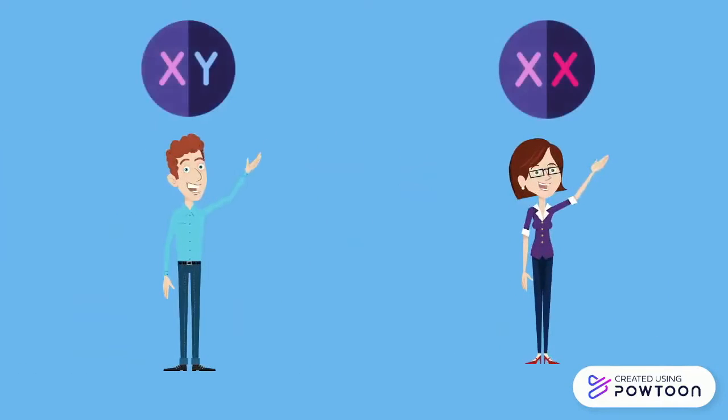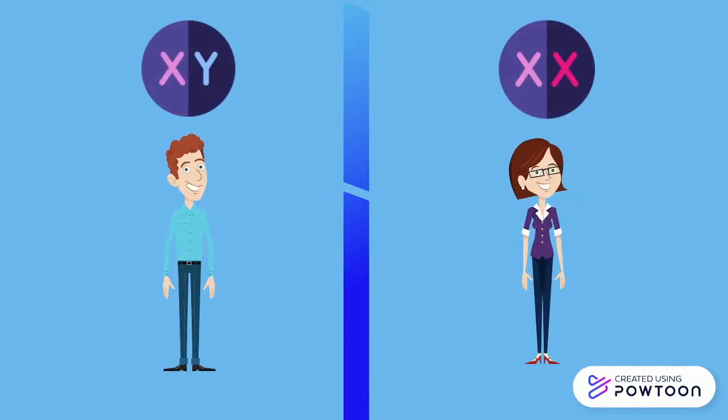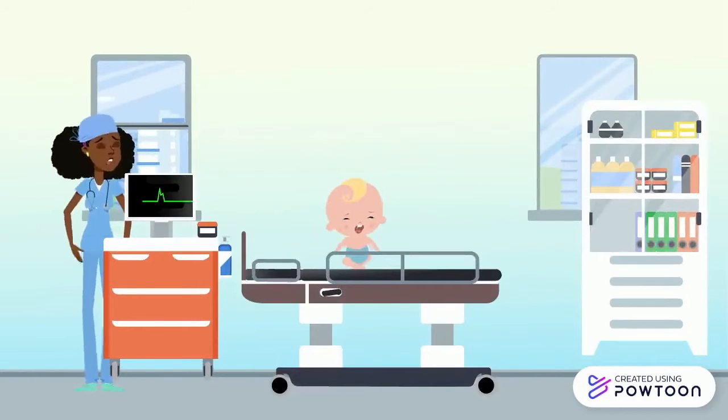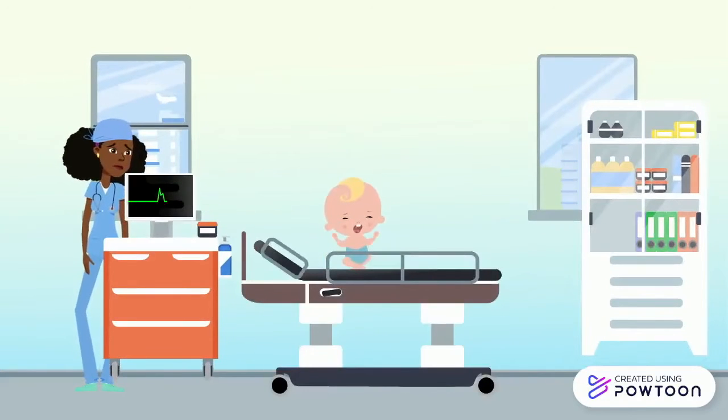Males are more prone to X-linked SCID as males only have one X chromosome whereas females have two X chromosomes and most probably will turn into a carrier. Males with X-linked SCID will pass the pathogenic variant to all their daughters and none to their sons. Usually, infants that are affected with X-linked SCID will die within 1 to 2 years of being born.